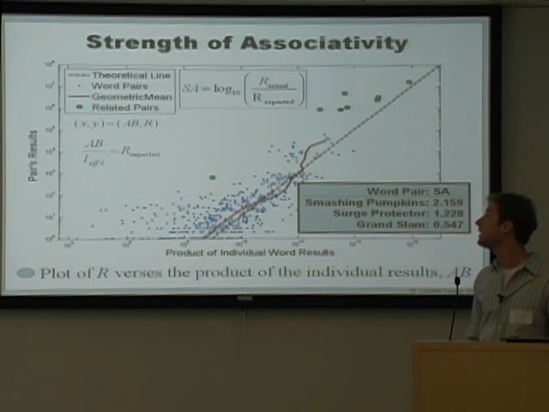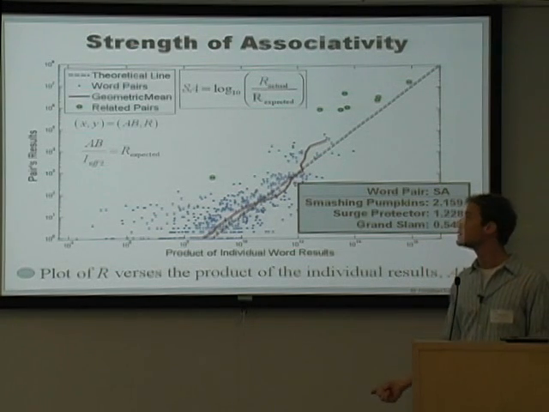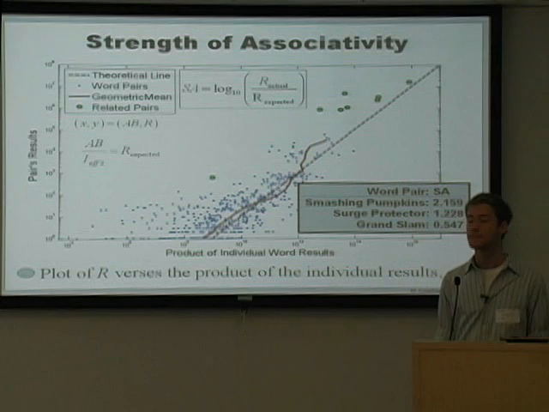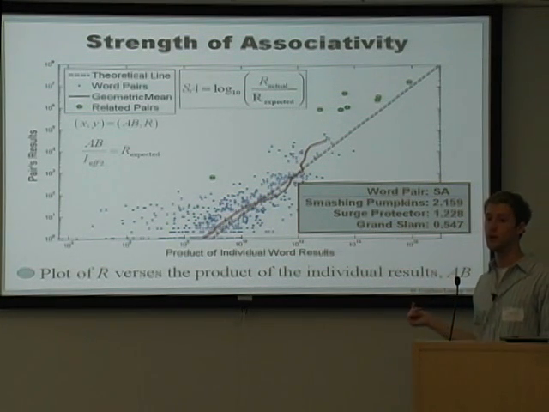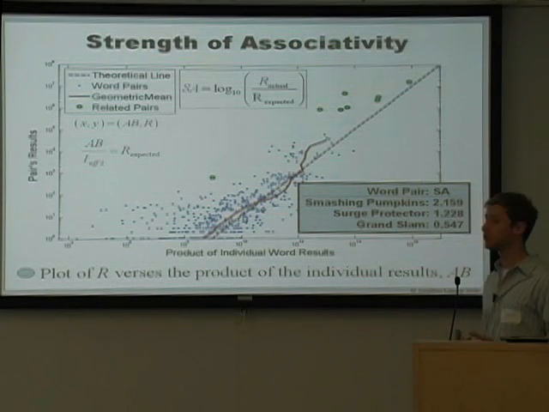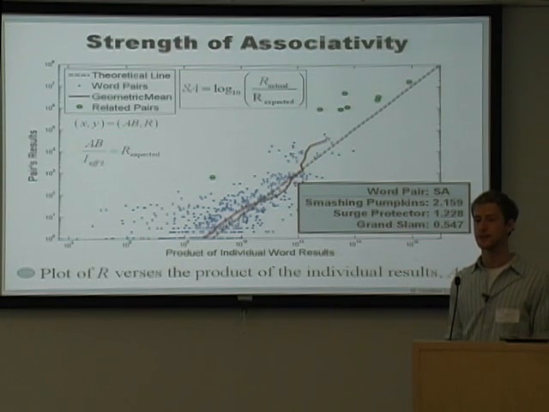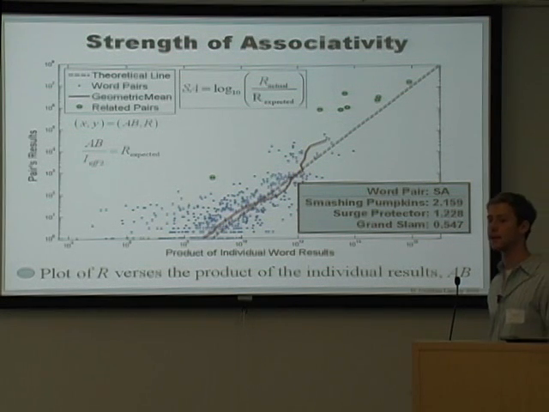To quantify that, I defined the strength of associativity to be equal to the log base 10 of the actual number of results divided by the expected number. And for this example, Smashing Pumpkins has a value of 2, meaning that rock band has so many fans that their number of Google hits for those 2 words is over 100 times what you would expect it to be. Whereas Search Protector has a value of 1, meaning it's about 10 times more likely to show up than you would expect it to.